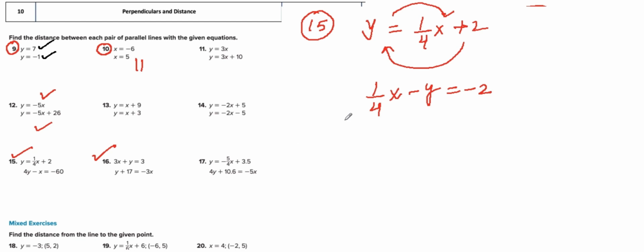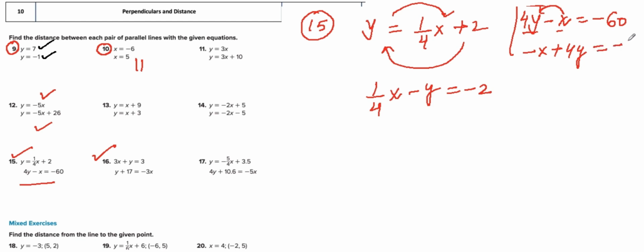Similarly, the next equation is 4y minus x is equal to minus 60. It is already in standard form, but write x in the first position. So x in the first position: we are not moving it from left to right, we are just swapping here. Minus x and plus 4y is equal to minus 60 as it is.